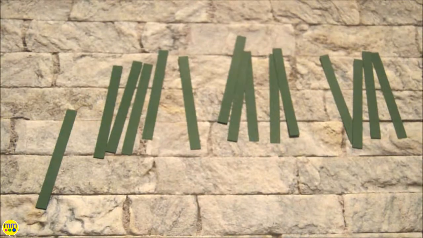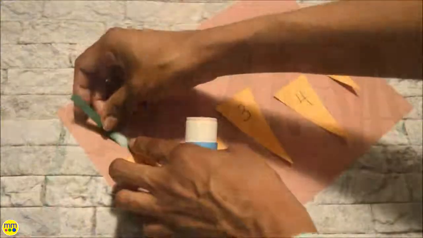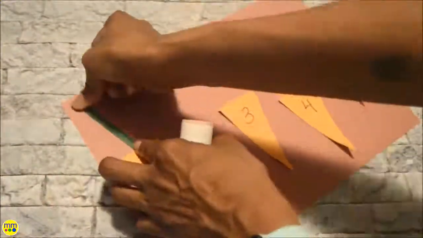Cut out 15 strips from your green paper. Allow your kids to glue the number of strips with the corresponding number of carrots.